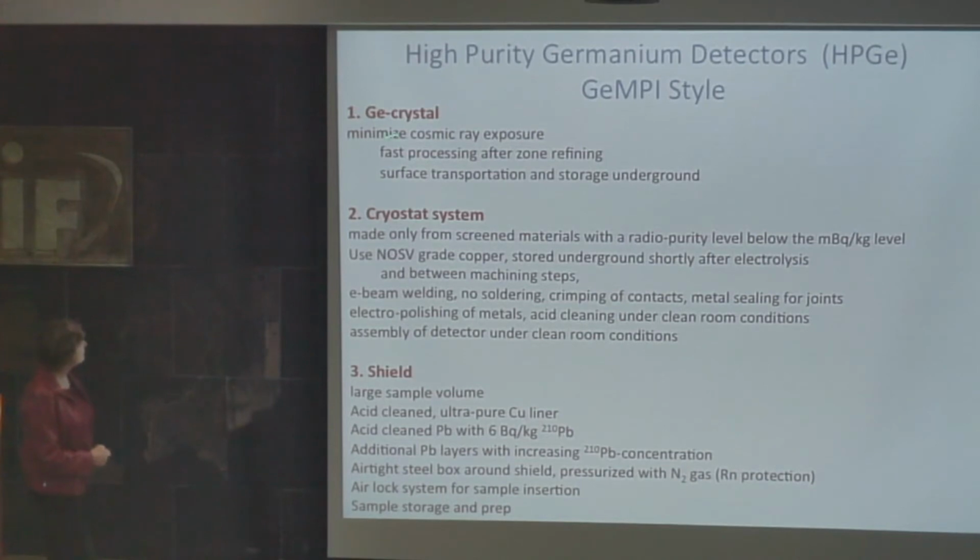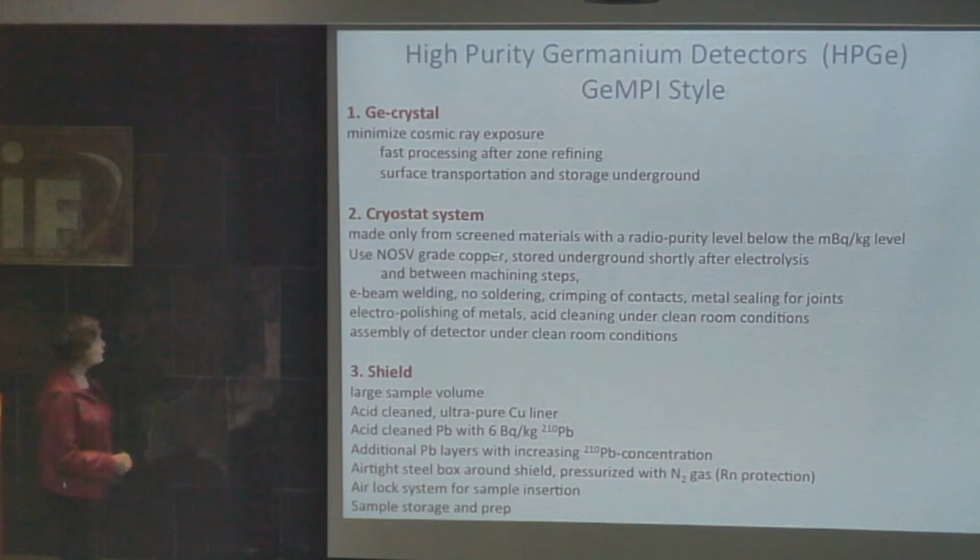These are just the elements of your high purity germanium detector. If you're going to do the very best you can, what would be great is to grow the crystals and manufacture them into detectors underground. That is not done anywhere yet. So instead, you make the crystals as quickly as you can with very good zone refining and fast processing, and you get them underground as quickly as you can and store them there till you're ready to use them.